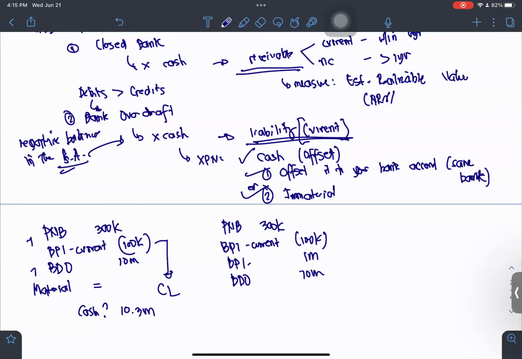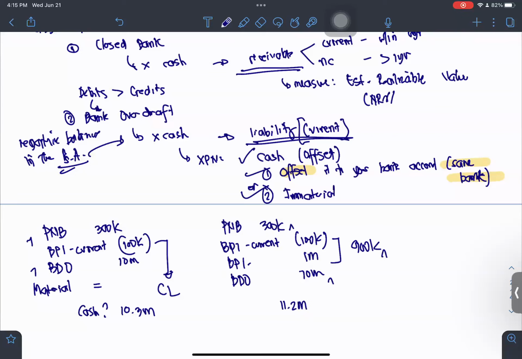So we said, once there is a bank overdraft, it will be a liability. But if ever it is on the same bank, you can offset it. Therefore, we can offset the BPI current to another BPI account. You have now 900,000 for BPI. So our total will be equal to 11.2 million.